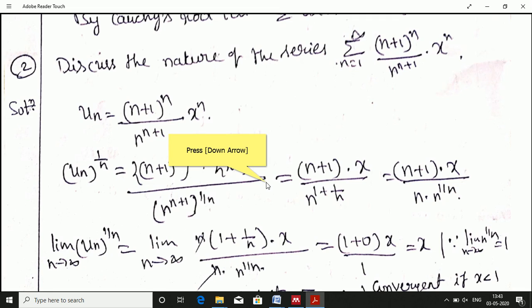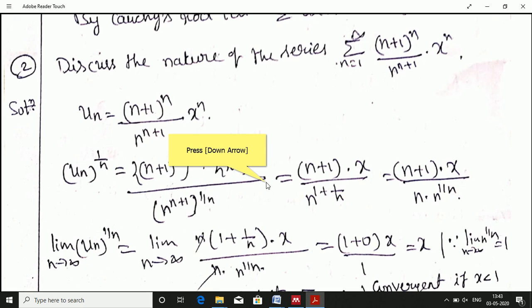Here un is (n+1)^n divided by n^(n+1) into x^n. Un to the power of 1/n is ((n+1)^n)^(1/n), times (x^n)^(1/n), divided by (n^(n+1))^(1/n). The 1/n gets cancelled in both the terms of the numerator. So it is (n+1) into x, and in the denominator n to the power of (n+1) into 1/n is n to the power of 1 plus 1/n. We can split the term as n into n to the power of 1/n.